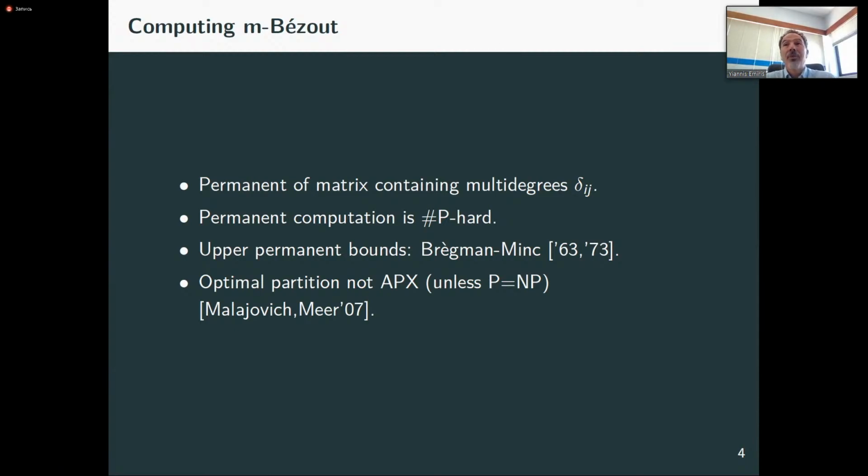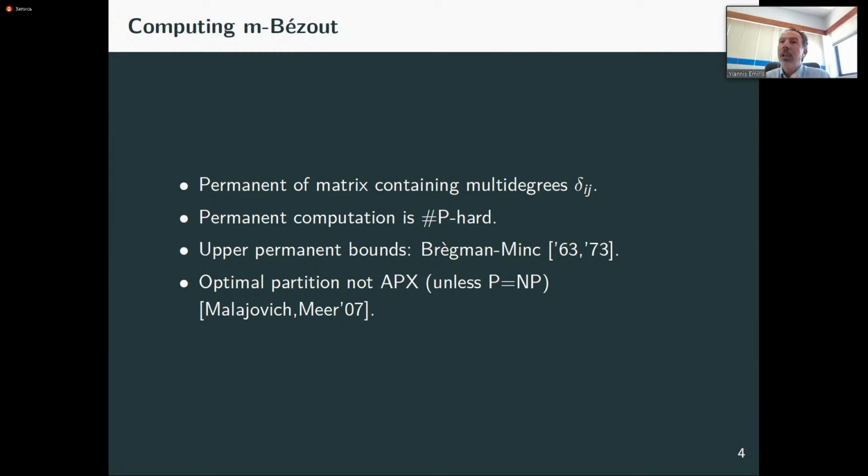There are some very interesting results that give us bounds on the permanent by a closed form formula. The most famous bounds were derived independently, but following similar techniques, by Bregman and by Minc back in the 60s and 70s. Because this answers the question, how can I avoid a very tough computation? Because Sharpie-hard means it's an exponential cost for this computation. How can I avoid it? One way is to bound the m-Bézout number by Bregman-Minc.